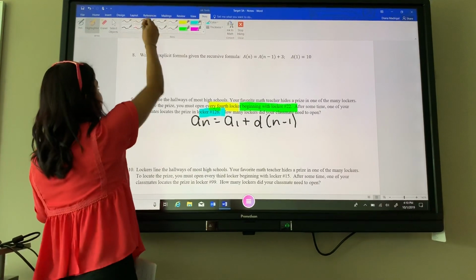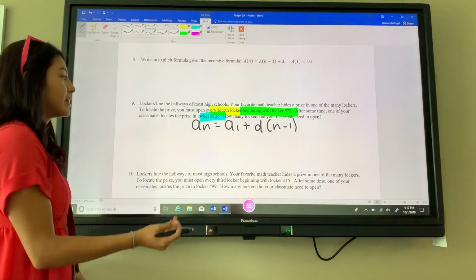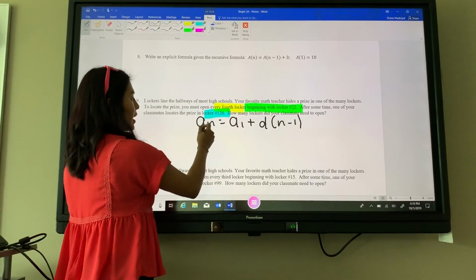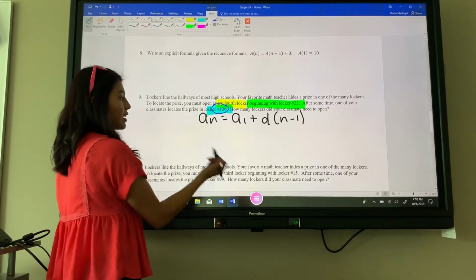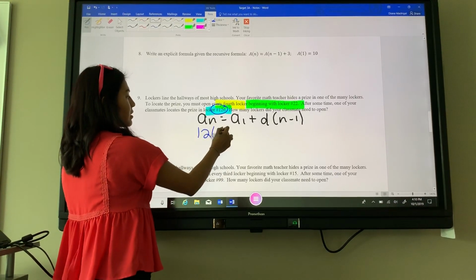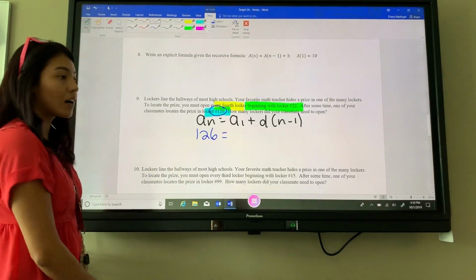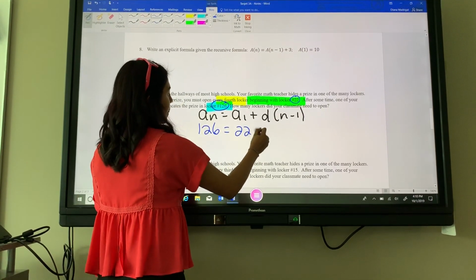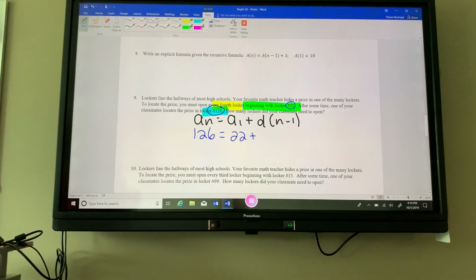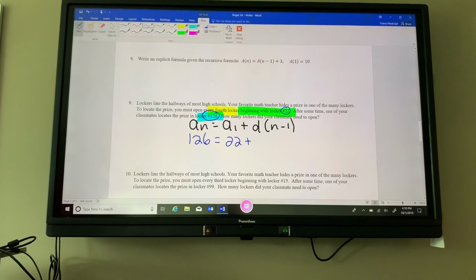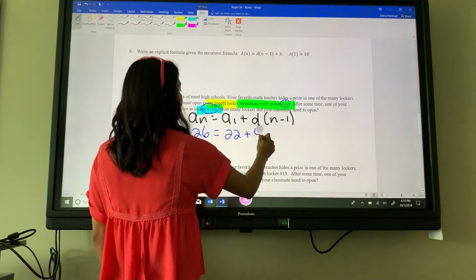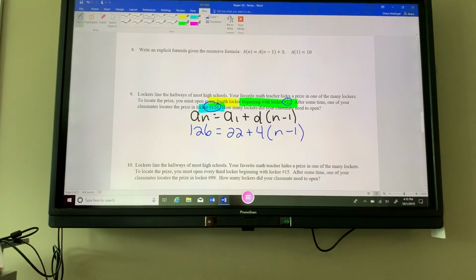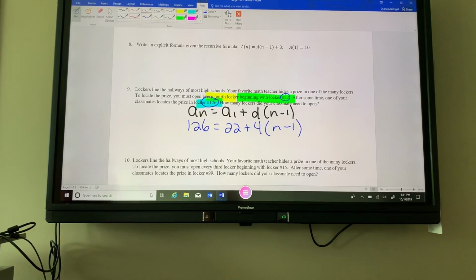Alright, so the first thing you have to do is locate everything in the formula. AN, well, I know they told you every fourth locker, so AN will be the locker they end with, where they found the prize. It's 126. What locker number did they start with? They start with number 22. And then they told you every fourth locker, so that's the difference. So it will be 4 and n minus 1. N represents how many lockers you need to open. All you have to do is solve the math now.